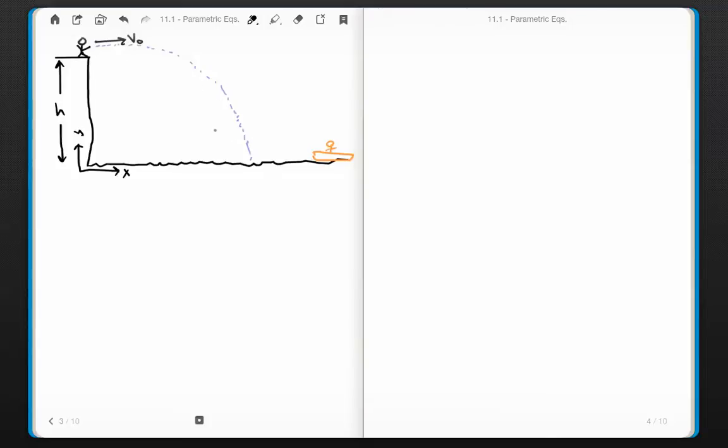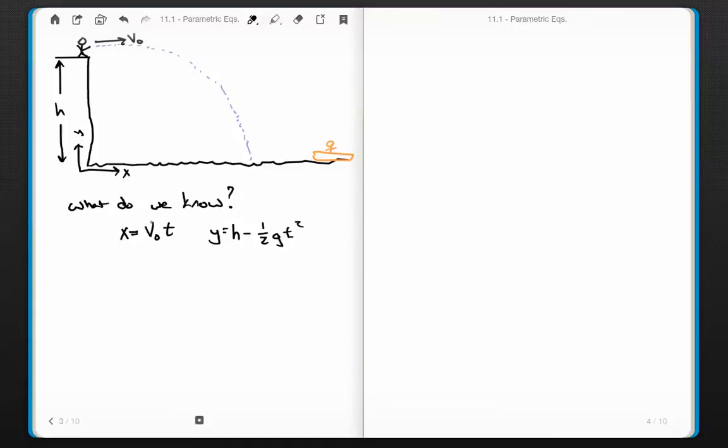Maybe some of you are saying, well, of course it goes in a parabola, but we don't know that quite yet. What do we know? Well, we know that the x-coordinate of the rock is just whatever the initial velocity is times the time, because there are no other forces acting in this direction, so it's just going to go at a steady rate, v initial times time. And the y-coordinate, if we're only concerned about where the rock is up and down, is h minus 1/2 gt squared.